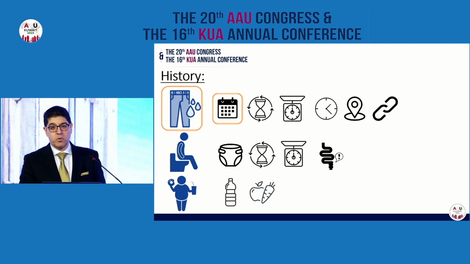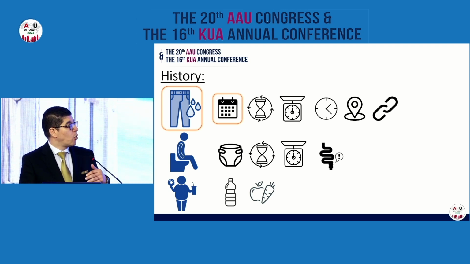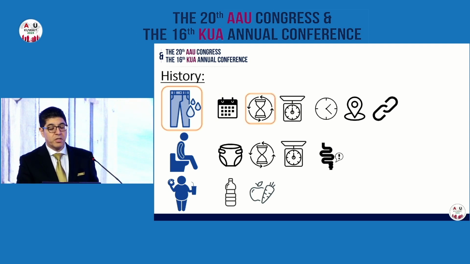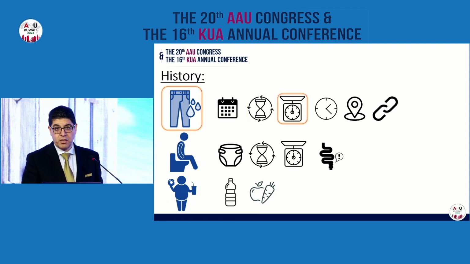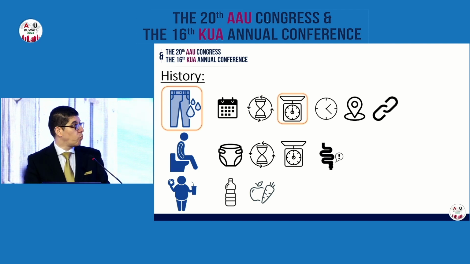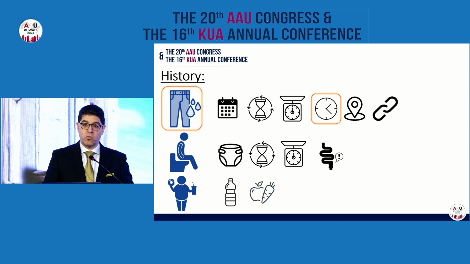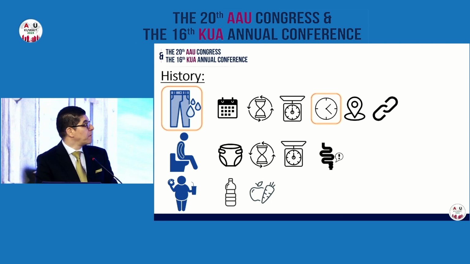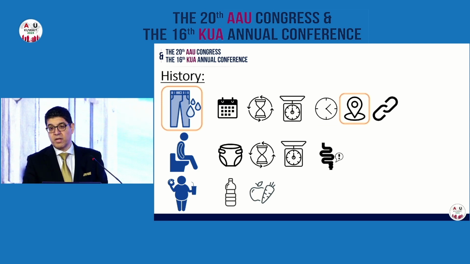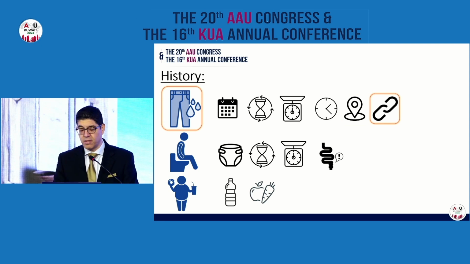Regarding wetting episodes, we should know nearly all the data we need: when it started, how frequent it is, how significant it is, whether it's just wetting or the child has to change their underwear, and when it happens. Is it related to laughing, anxiety, or stress? And where? Sometimes it happens only at school or at home, and is it associated with any other lower urinary tract symptoms?